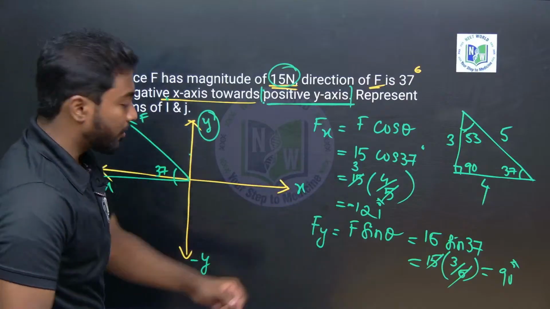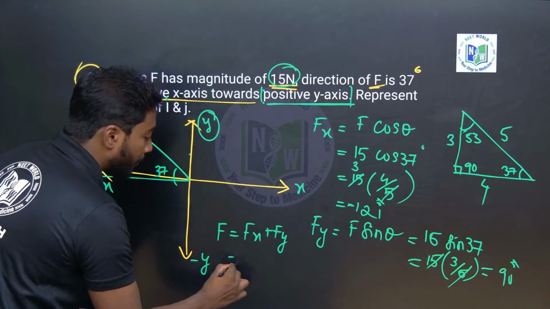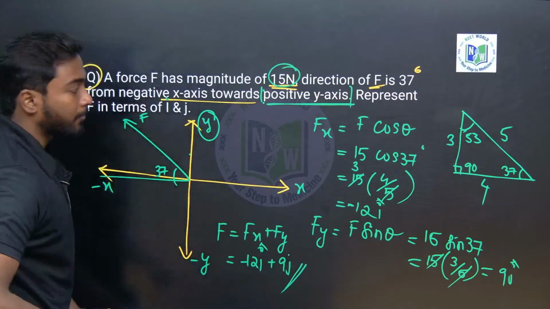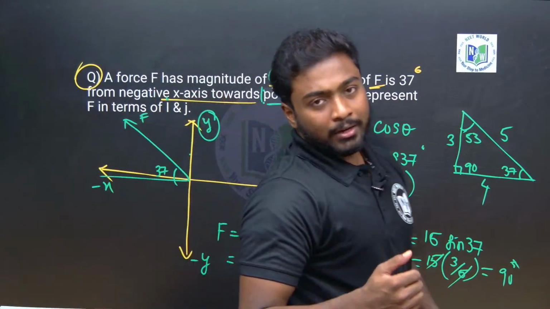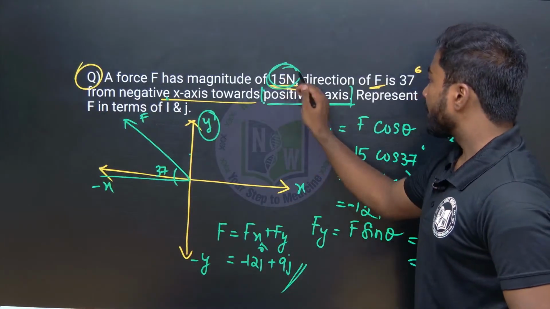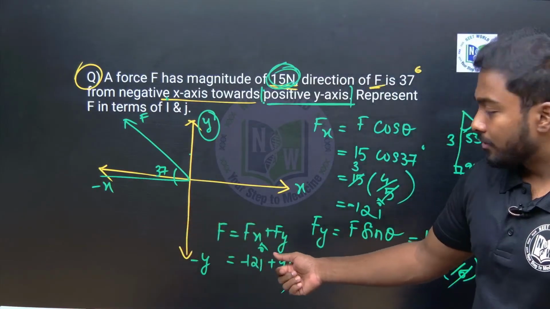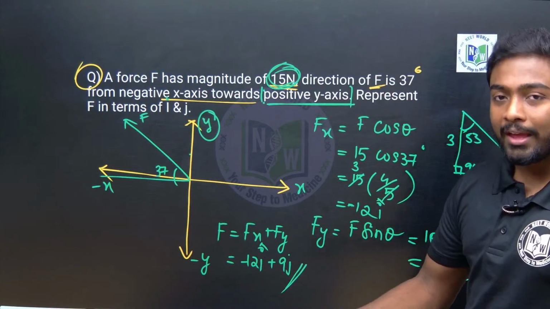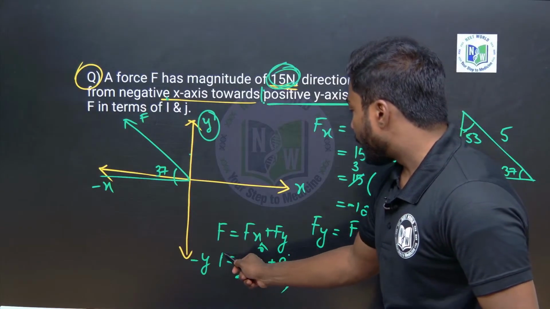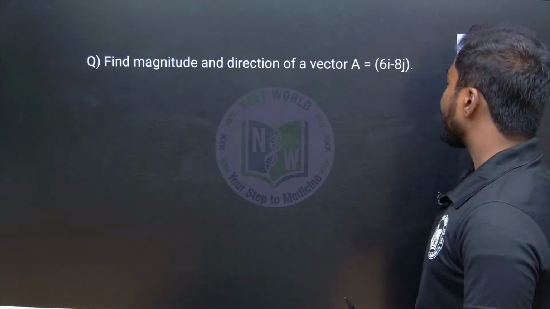Now I can represent F as Fx plus Fy, where minus 12 I cap plus 9 j cap is my answer. So this is how you will represent a vector when its magnitude is given. If the magnitude of a vector is provided and I want to take any component, either in the x axis or y axis, this is how I will write it. Understood? So F will be equal to minus 12 I cap plus 9 j cap. So we will go for the next.